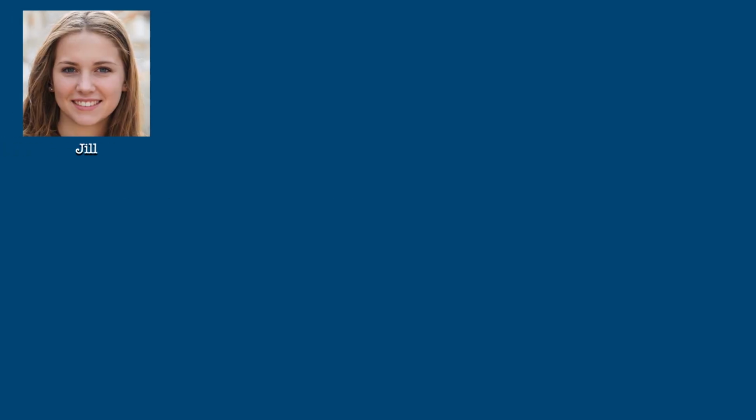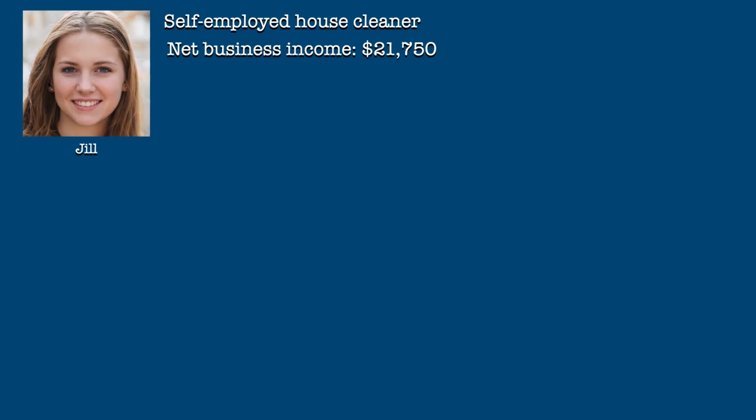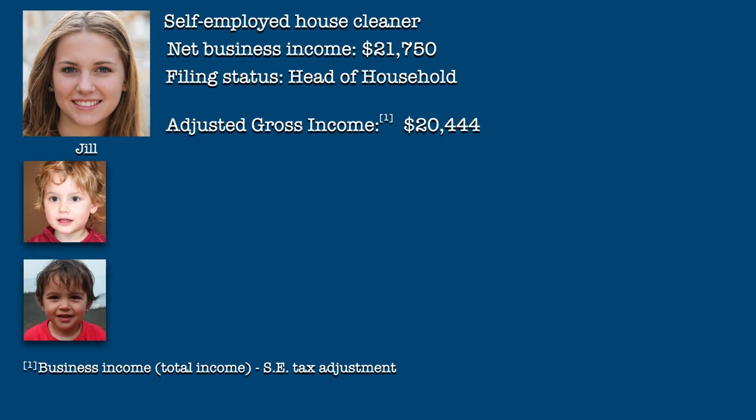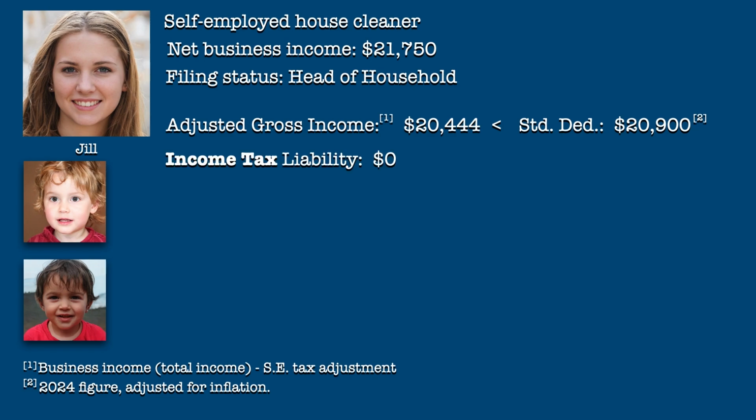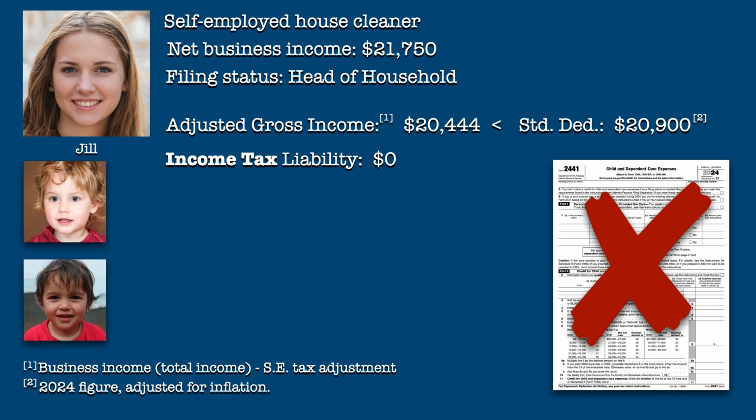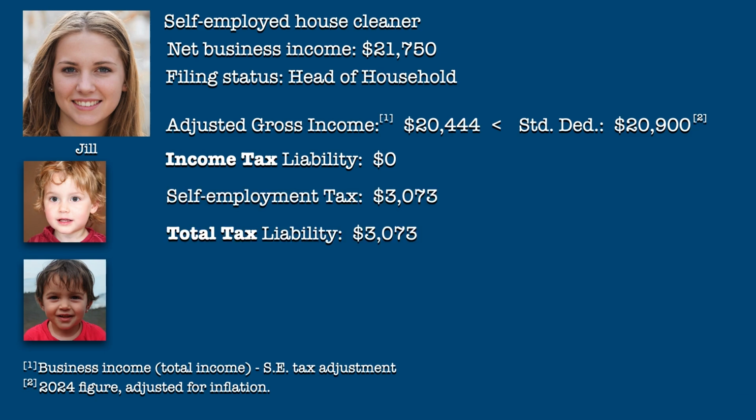Jill is a self-employed house cleaner with net business income of $21,750. She files as head of household and has 2 children. Her adjusted gross income is $20,404. Since this is under the standard deduction of $20,900 for a head of household, she has no taxable income, and thus her income tax liability is 0. Even though she has childcare expenses, she cannot claim a child care credit because it is a non-refundable credit. Her total tax liability consists of $3,073 in self-employment tax.